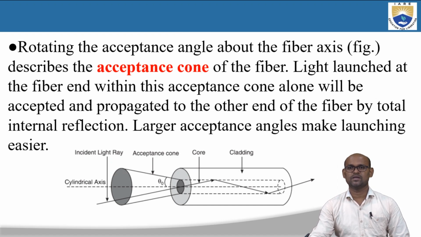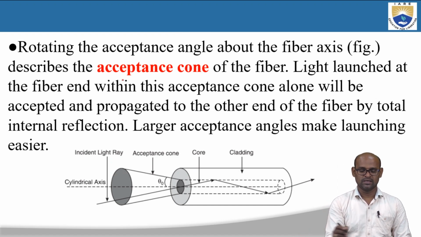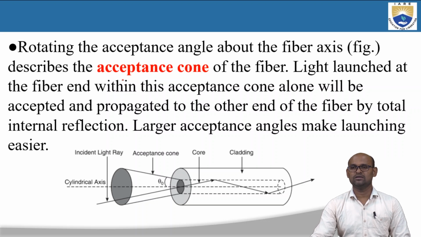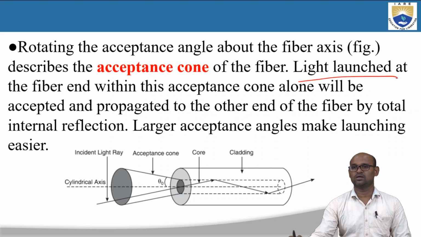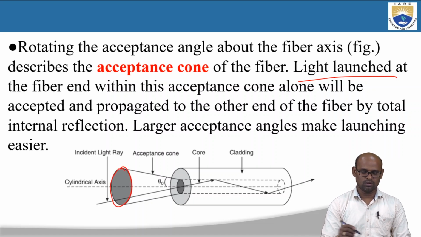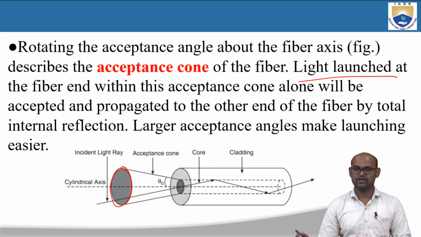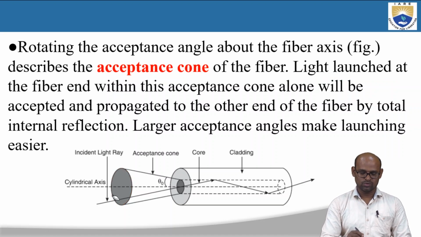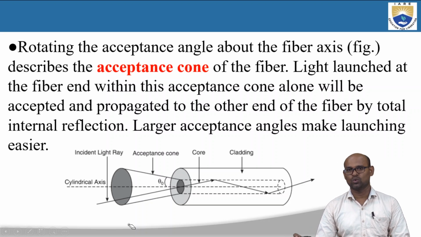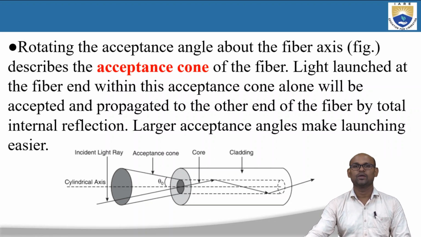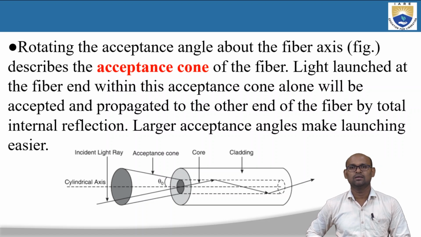So rotating this acceptance angle about the fiber axis, you are going to get the acceptance cone. Once light is launched into the fiber inside this cone, it will undergo total internal reflection. Otherwise, there will be loss of the light signal. The acceptance cone is nothing but the acceptance angle rotated about the axis. Light that is launched into the optical fiber inside this acceptance cone will propagate through the fiber under total internal reflection, and there will be low loss of light.